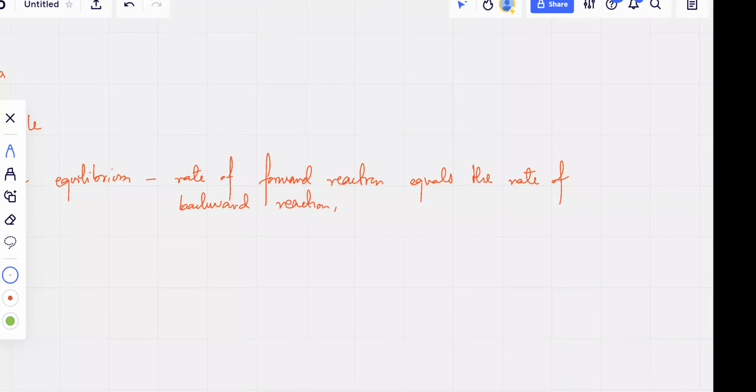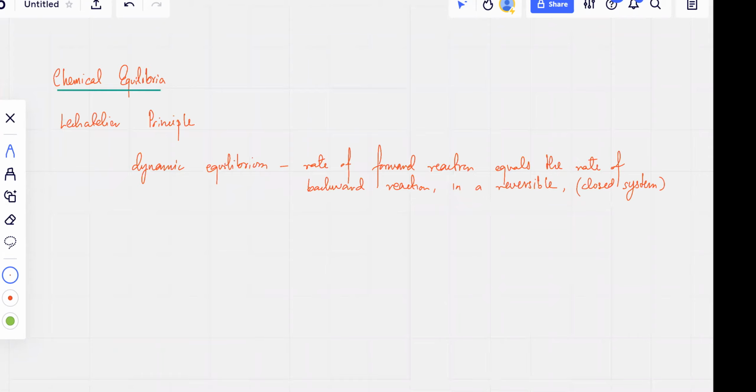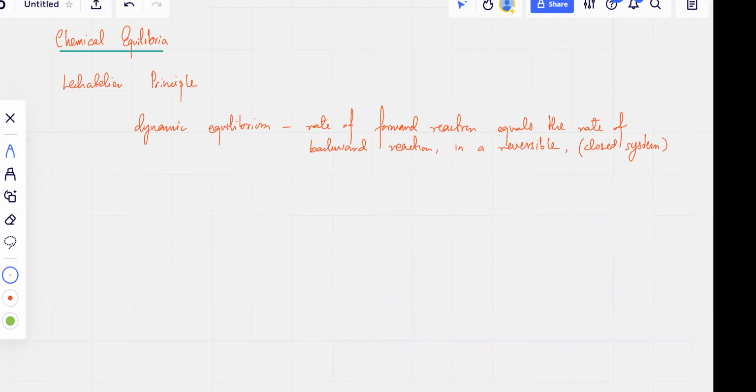And that can only happen in a reaction that is reversible. Not all reactions are reversible, and it has to be a closed system. That's not a necessary requirement for the definition, but it has to be a closed system, like things shouldn't escape the container. So that's what an equilibrium is, and I'm sure all of you already know what an equilibrium is.